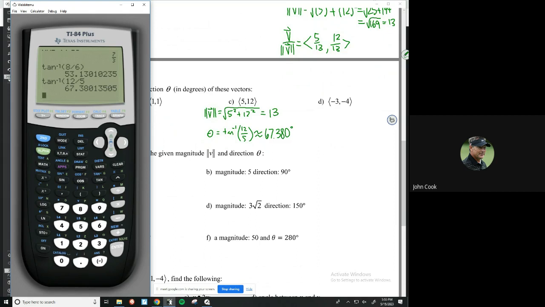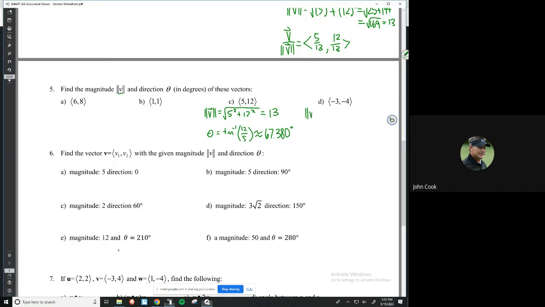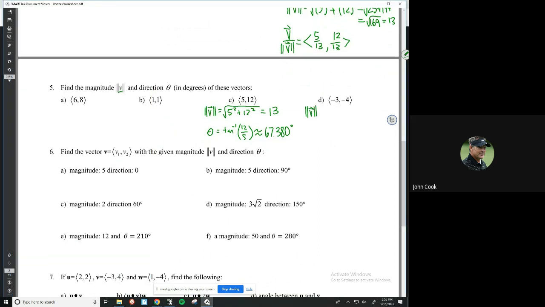Okay, last one, the letter D. So magnitude for this one, V. What do we got here? So that's going to be square root of -3 squared, 9, plus -4 squared, 16. So 3, 4, 5 triangle. So the magnitude, it's always positive, is going to be 5.